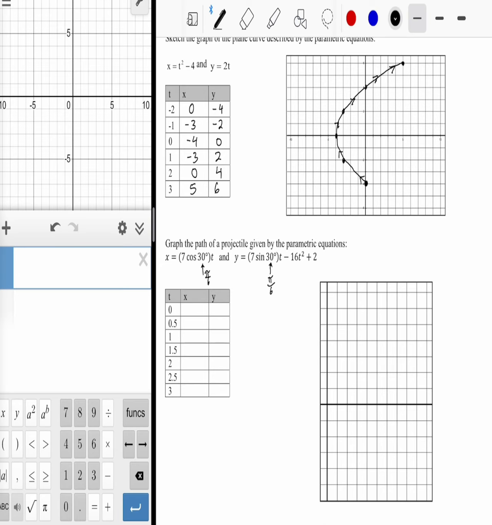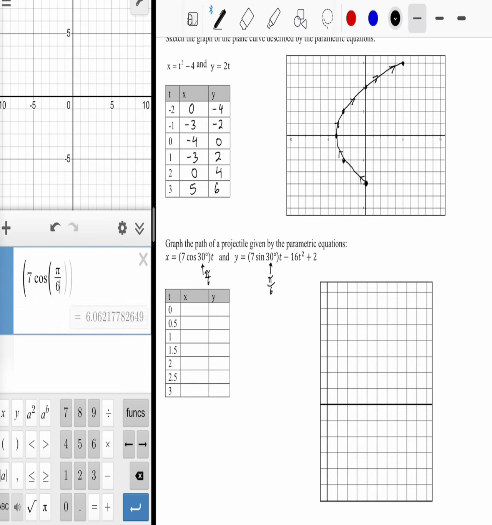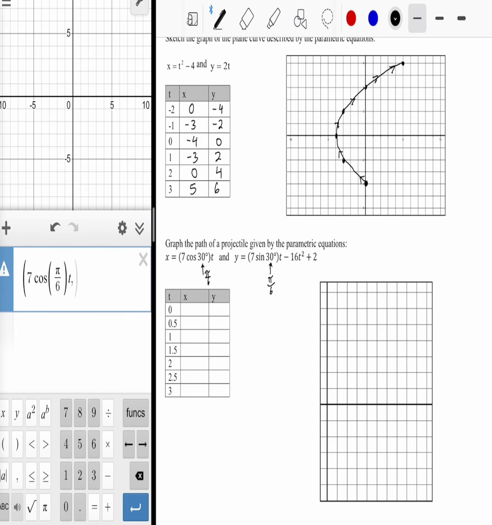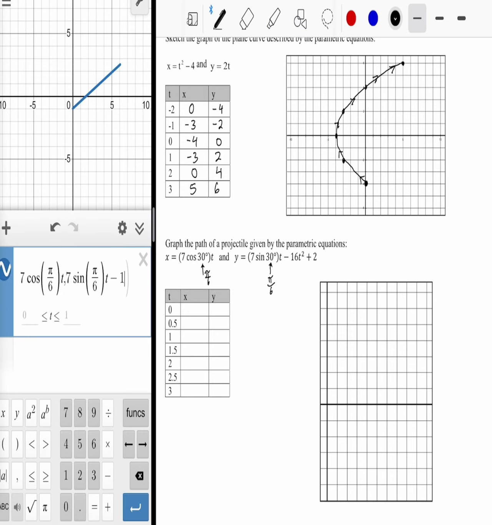So 7 cosine pi over 6 t, comma, 7 sine pi over 6 t minus 16 t squared plus 2. All right. On the given domain of 0 to 3, this time it's going by half units.